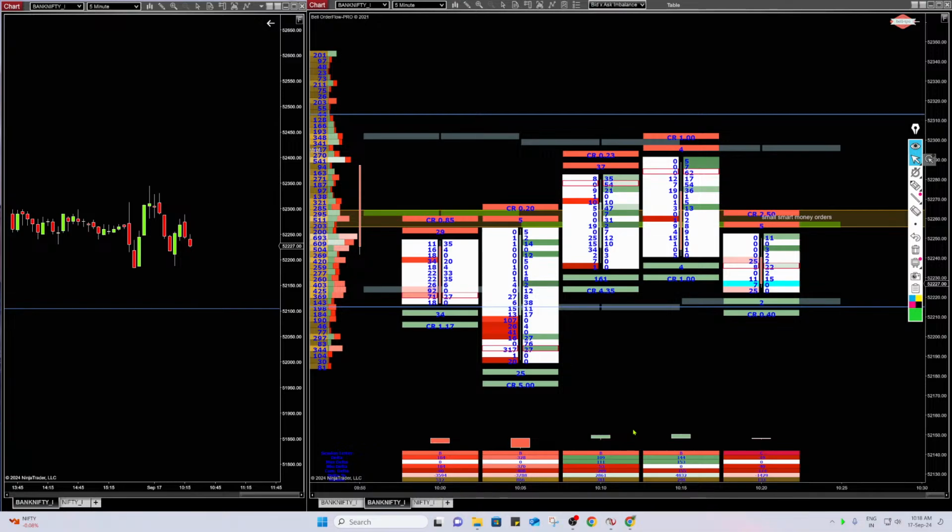The market is moving in that range. It is not making any big moves. The delta also has decreased from the previous candle to the sell side.